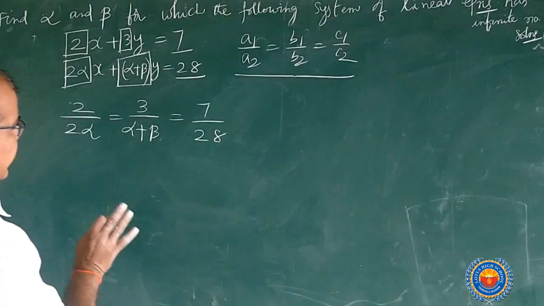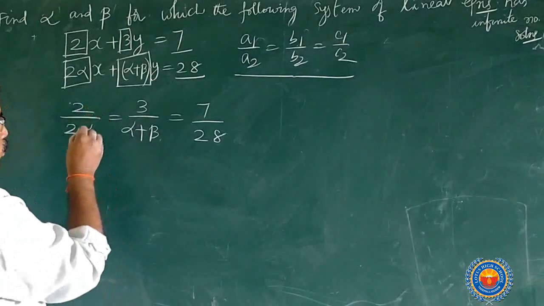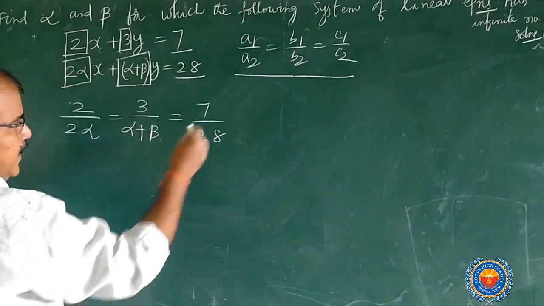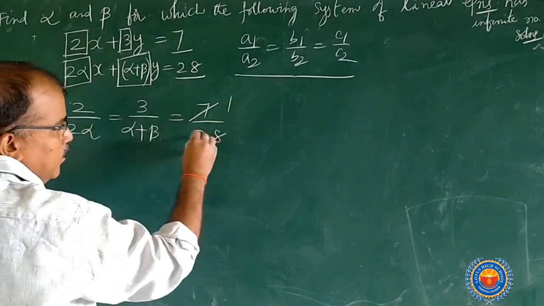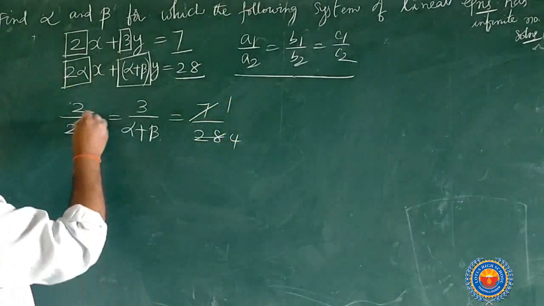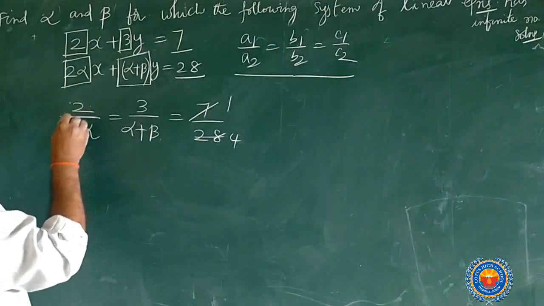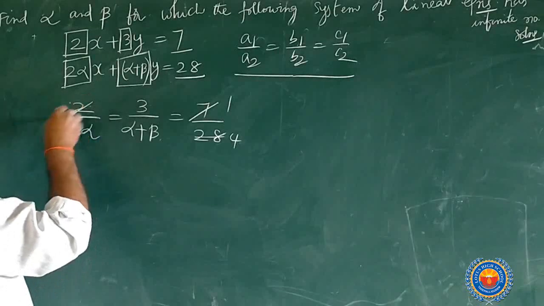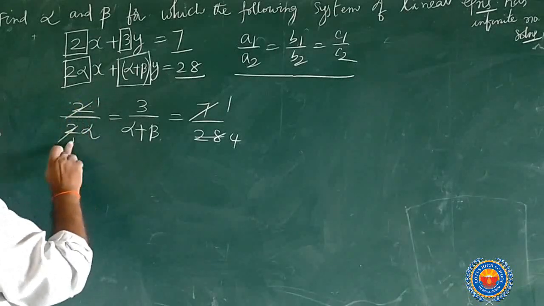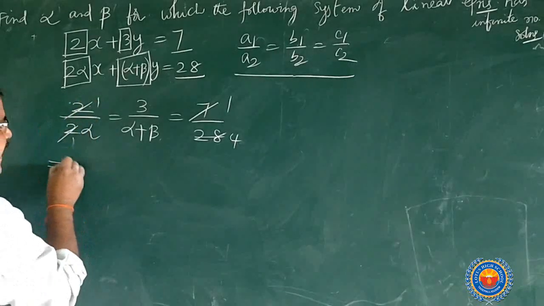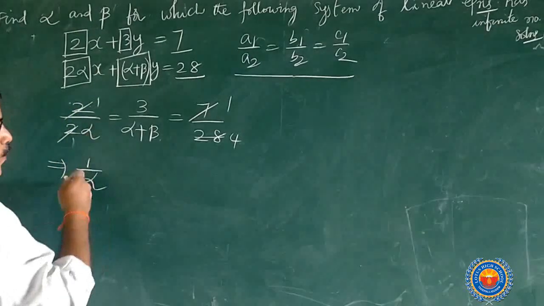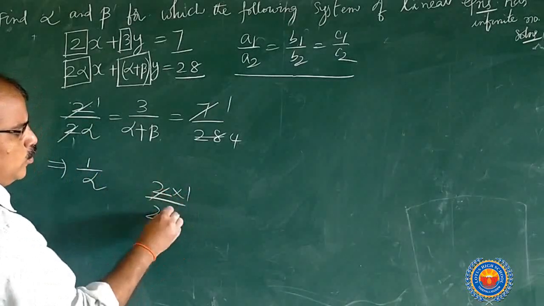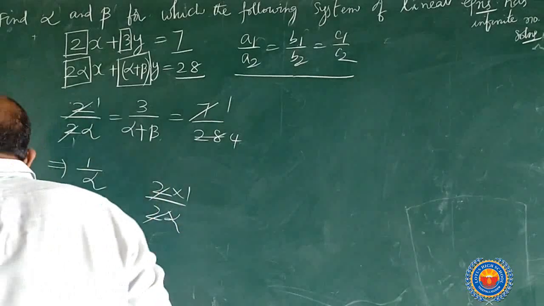7 by 28. Now 2 by 2 alpha, 3 by alpha plus beta, 7 by 28. This I can simplify. 7 table, 1 time, 4 time. This also you can simplify. 2 by 2 into 1, 2 and 2 will be cancelled. 2 table, 1 time and 1 time. That's why 1 by 1 alpha we can write 1 by alpha, 2 by 2 alpha. This is nothing but 2 into 1, 2 into alpha. 2 cancel, 1 by 1.